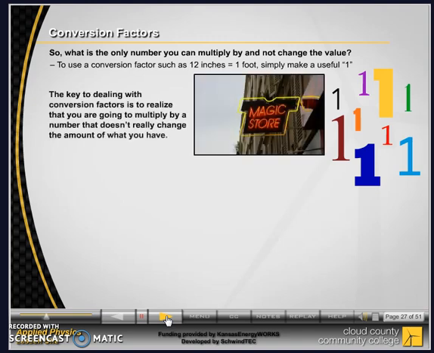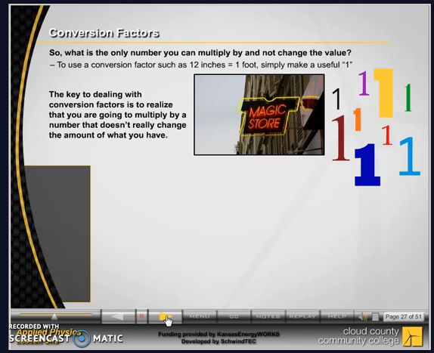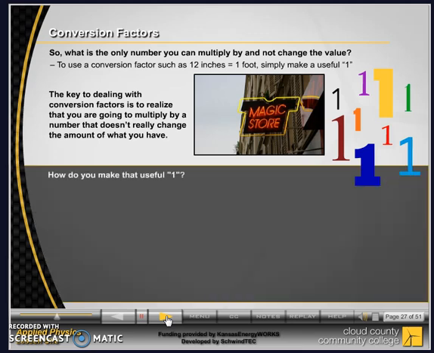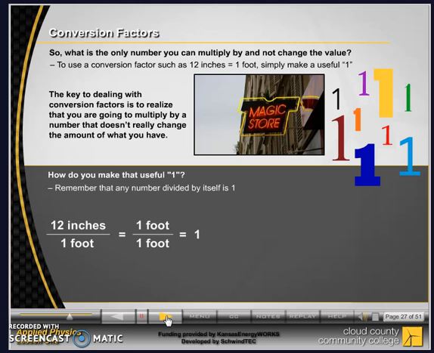The key to dealing with conversion factors is to realize that you're going to multiply by a number that doesn't really change the amount of what you have. Next comes the question of how do you make that useful 1? Well, there are two ways a 1 can be made using a particular conversion factor. Remember that any number divided by itself is 1. So 12 inches over 1 foot is equal to 1 foot over 1 foot, which is equal to 1. Or 12 inches over 12 inches equals 1, which is equal to 1 foot over 12 inches.